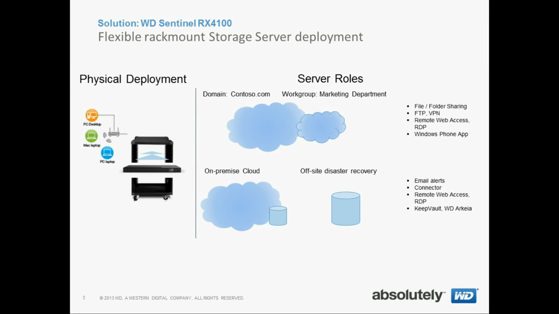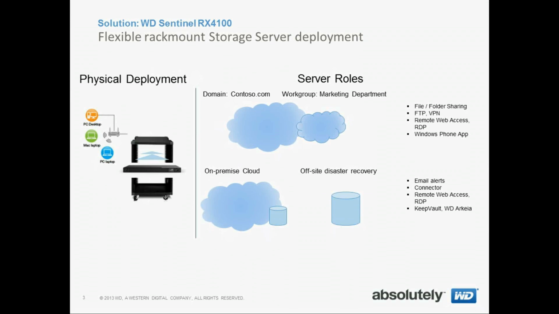And so the solution is the WD Sentinel RX4100. It's a flexible rack mount storage server deployment. If you have a rack, you can use the RX4100 on the domain as a network attached storage, or you can create a workgroup storage server for the marketing department where you have unique abilities to share using all the applications on the right hand side.